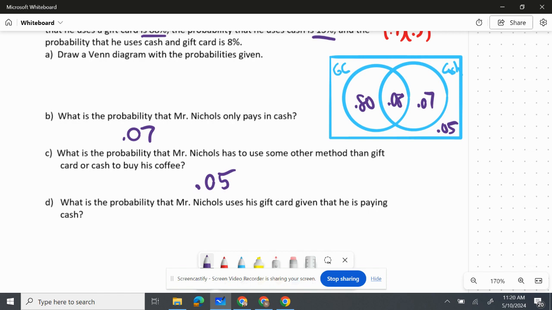What is the probability that Mr. Nichols uses his gift card given that he is paying in cash? So we know that Mr. Nichols is paying in cash. That would be one of those two probabilities. So in our denominator, we would have 0.15. Now, of those two possibilities, what is the probability Mr. Nichols uses his gift card? Of those two, the 0.08 would be the gift card. And so that would be 8/15.